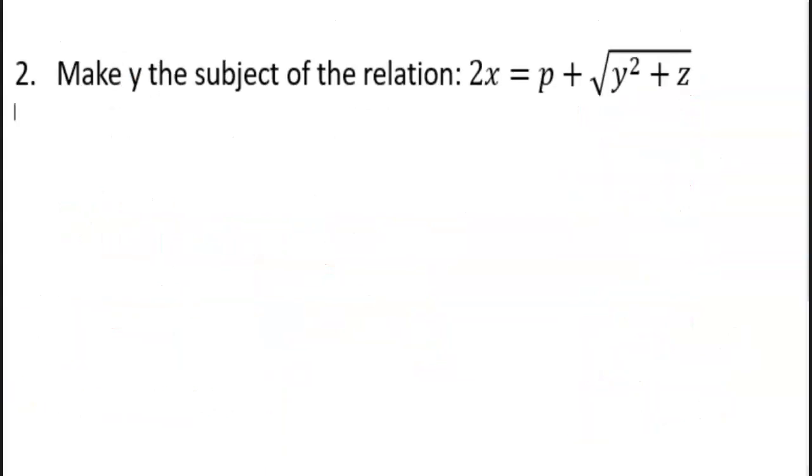We are to make y the subject of this relation, and y is under the square root sign. So before we come to the square root, there is a variable here. We need to move it to the left hand side. So this implies that 2x minus p. I've explained that the sign here is positive, so as soon as it crosses the equal sign, the sign changes, it becomes minus. This is equal to square root of y squared plus z.